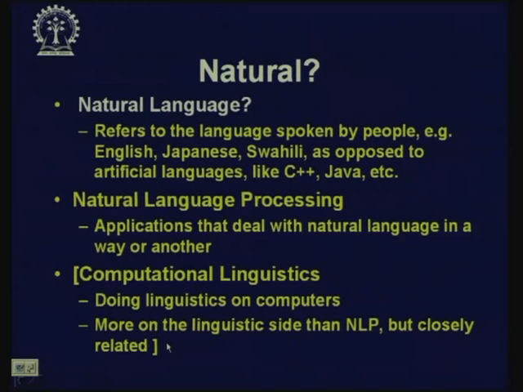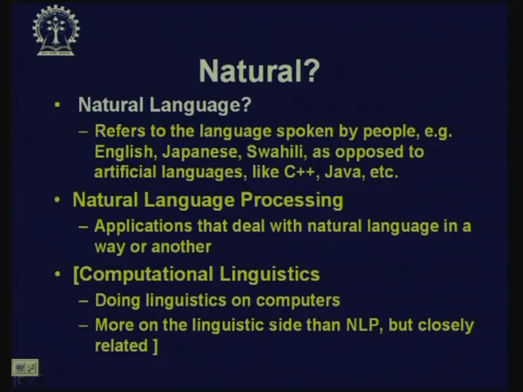Now, why do we call some languages natural languages? These are the languages that, as I said, we use in our day to day life. It refers to the language spoken by the people naturally. For example, English, Japanese, Swahili, as opposed to the artificial languages, which we also call formal languages, like C++, Java, etc.